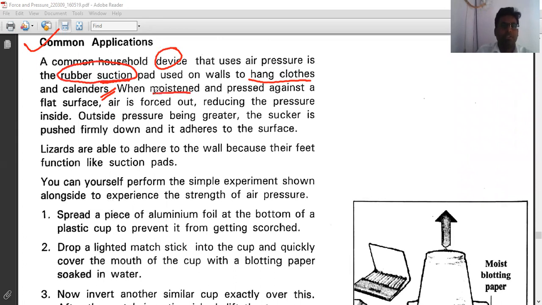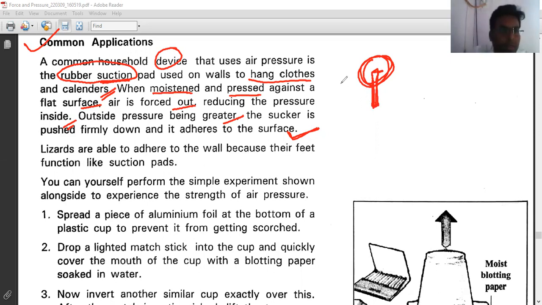When moistened and pressed against a flat surface, air is forced out, so reducing the pressure inside. So when moistened and pressed against a flat surface, air is forced out and reduces the pressure inside, right? And outside pressure being greater, the sucker is pushed firmly down and it adheres to the surface, right? So due to this, the rubber suction pad hangs on and is used for hanging clothes.